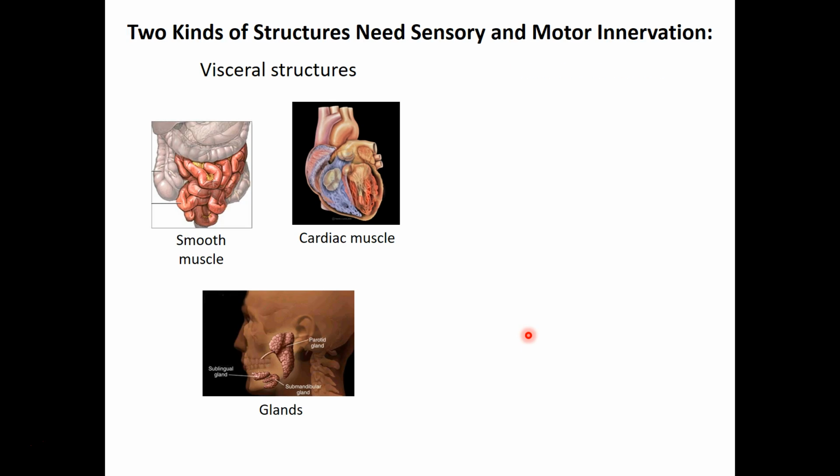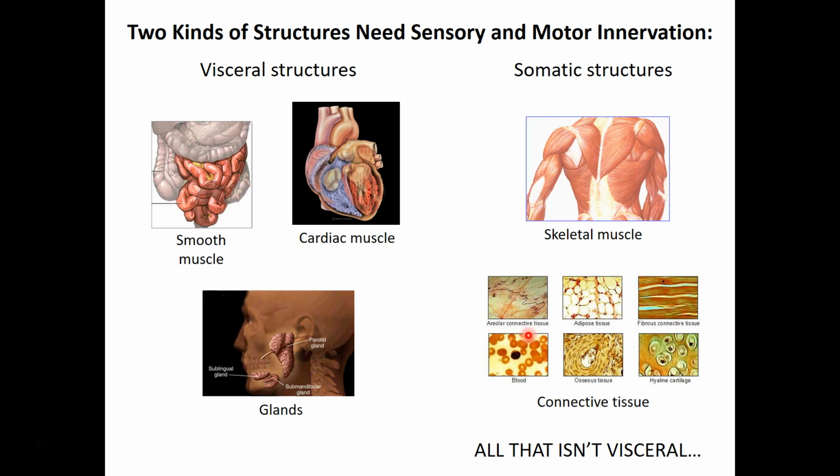The contrast to this are somatic structures. Somatic structures, think about skeletal muscle, connective tissue. Really, if it's not visceral, then it's somatic. So smooth muscle, cardiac muscle, and glands compose the visceral structures, and everything else is somatic. Now, there is a little bit of nuance to where these are actually located.